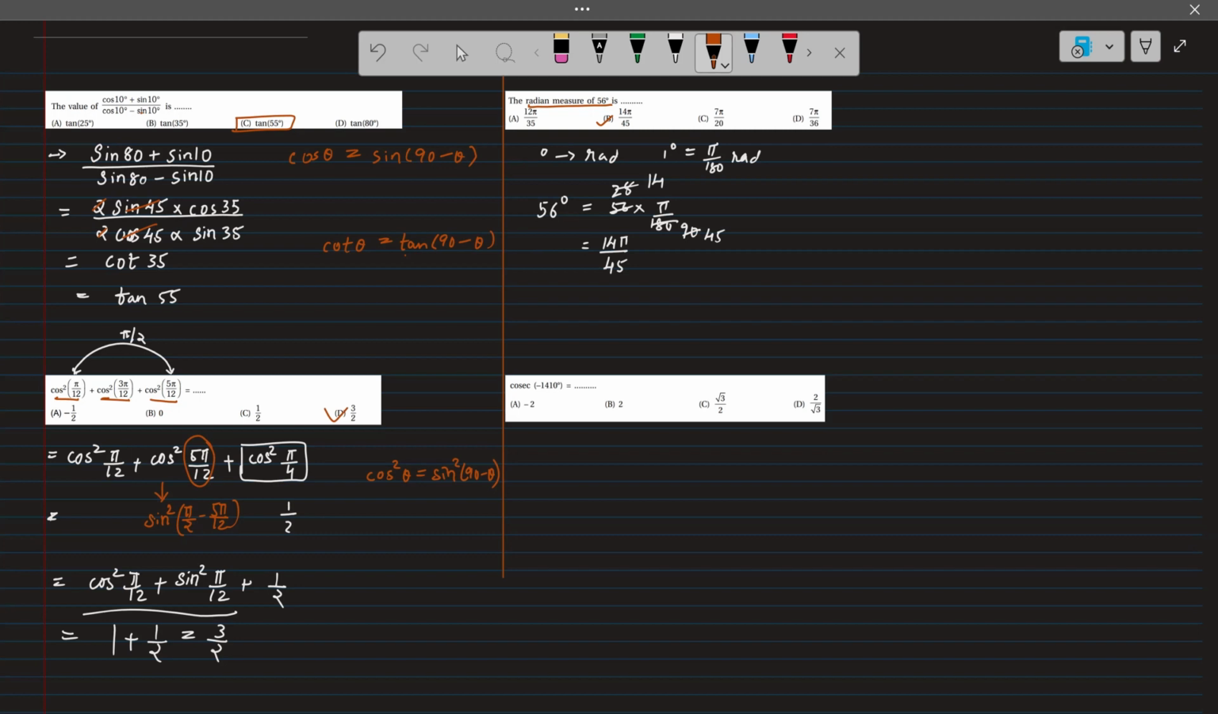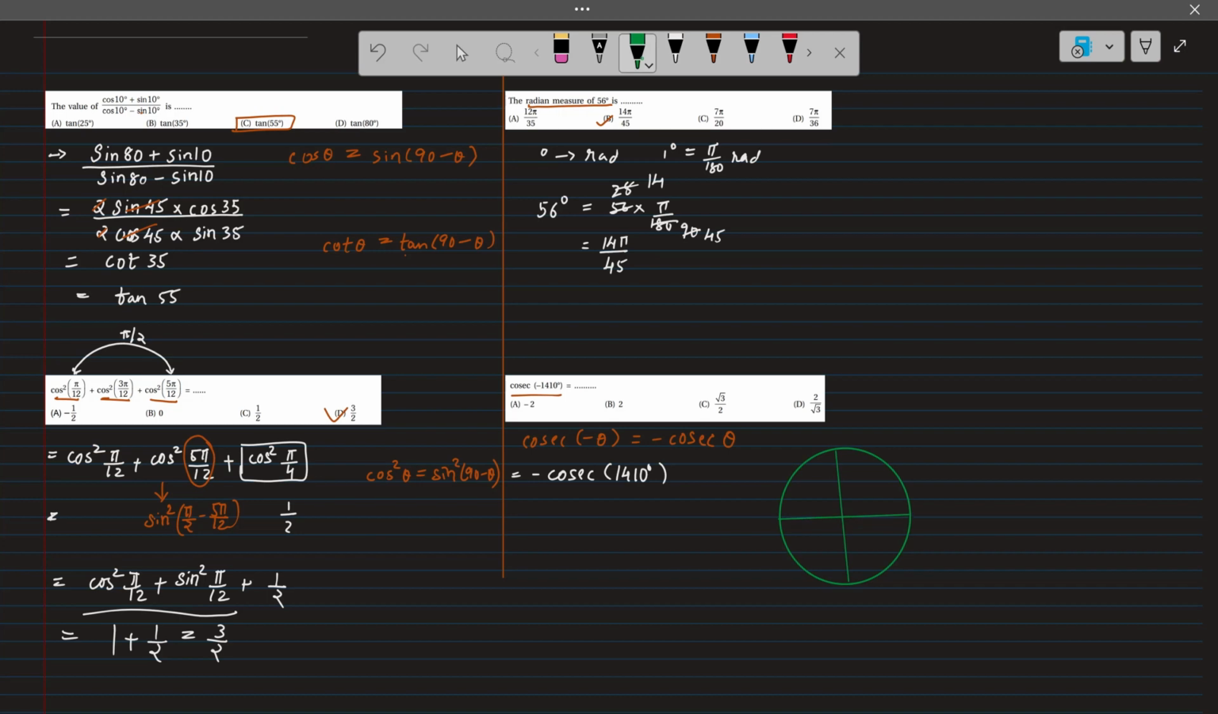Next, we have to find the value of cosec of minus 1410. The first property that we'll use is cosec minus theta is equal to minus cosec theta. Except for cos and sec, the negative sign will come outside because all these are odd functions. So now we have to find the value of minus of cosec 1410.